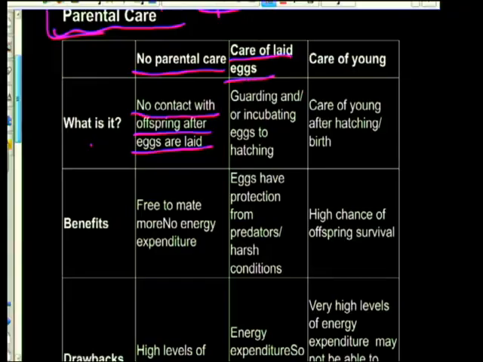Care of laid eggs, this is now a degree of parental care. They guard and/or incubate eggs till they hatch. And then they leave them sometimes. Or, you can also have care of the young. The young, after hatching or birth, are taken care of until they become independent. Now, in our case, we go there.